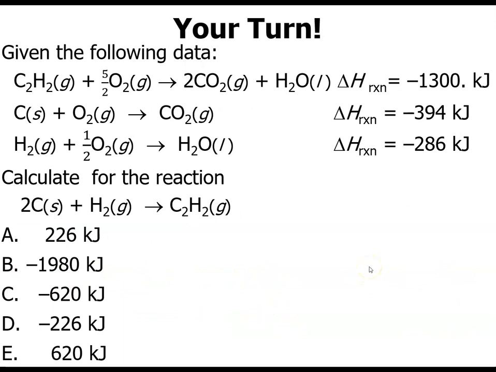So now I'd like you to try this. I want you to try to calculate the reaction for 2 carbon solid molecules plus H2 gas reacts to form C2H2 gas. Now you'll notice that these chemical reactions have all of these. I have C2H2 over here on the left side, that we're looking for. The H2 is found in this third chemical reaction, and then the solid carbon is found in the middle reaction. So you're going to have to use all 3 of these chemical reactions.